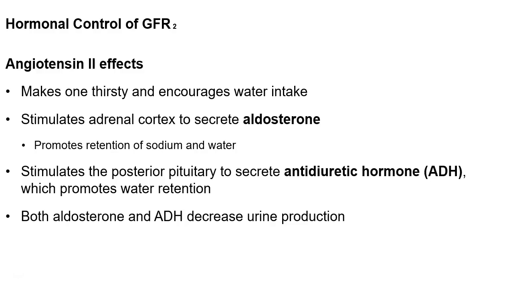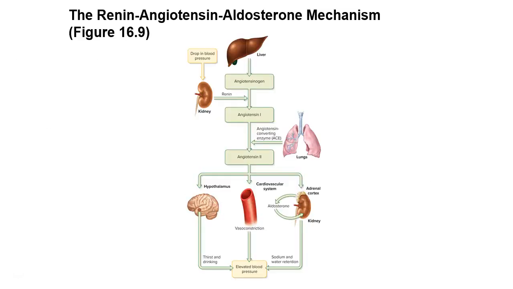Along with that, it's going to also stimulate your posterior pituitary gland to secrete antidiuretic hormone. This is also going to promote water retention, and both aldosterone and antidiuretic hormone will decrease urine production because they're going to cause you to retain more water and prevent you from releasing that water in the form of urine.